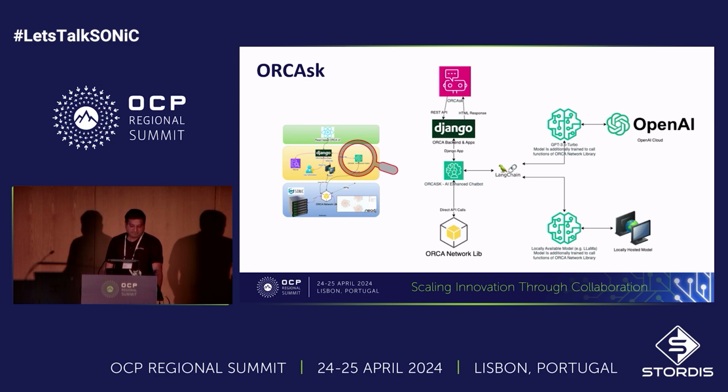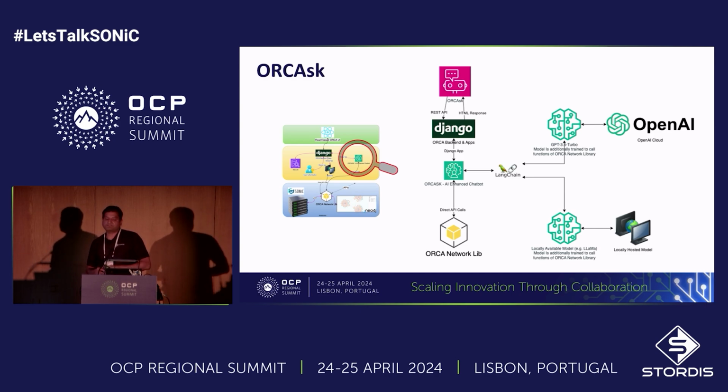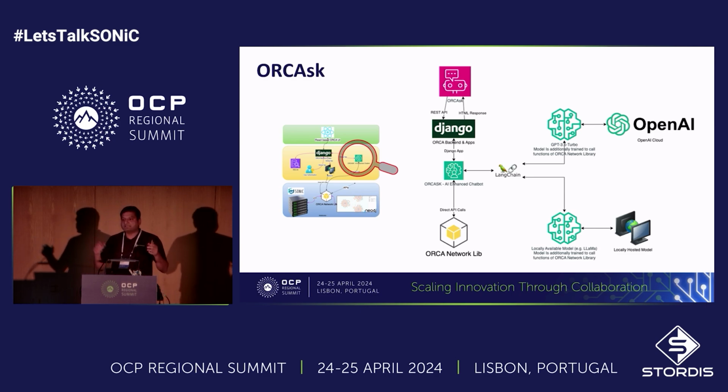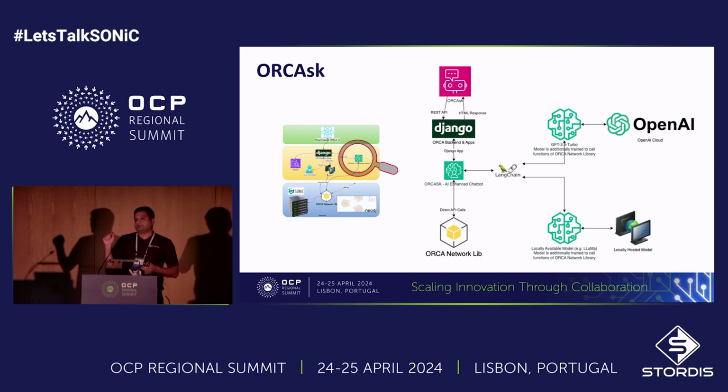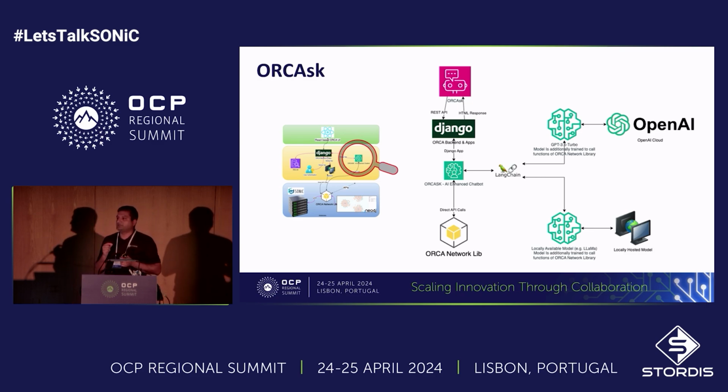So what it does is, on the UI, we have given a chat-like interface for the user, where in natural language you can write, for example, get me the list of all port channels on device 10.10.10.10. So currently we are using OpenAI's GPT 3.5 Turbo LLM to process this natural language into what? Into the API calls of the ORCA network library.